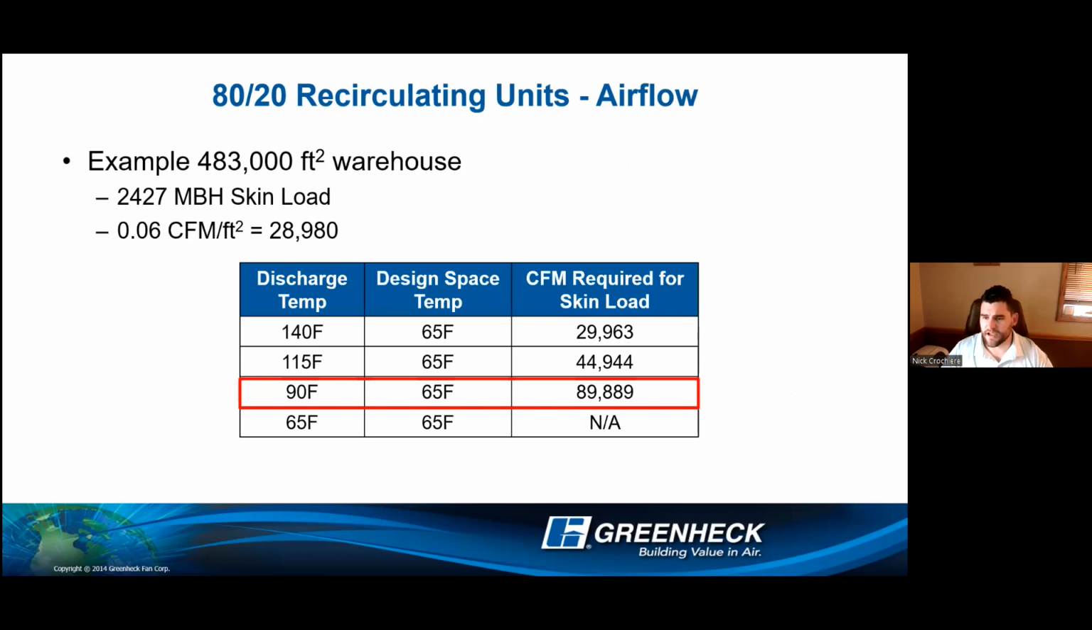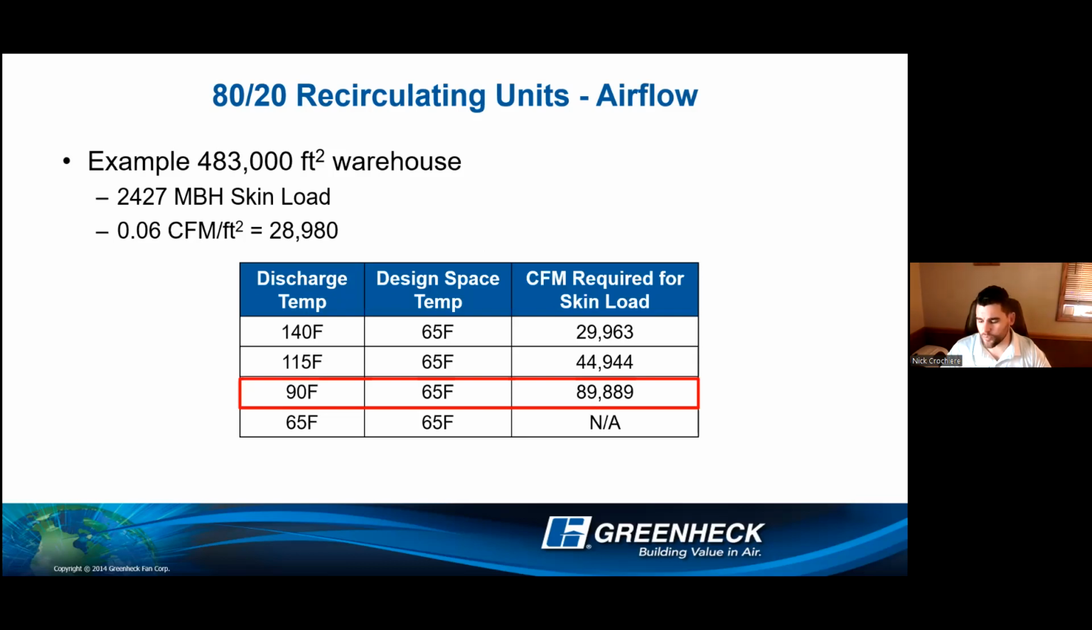80-20 recirculating units, the airflow. So, example again, same warehouse, same skin load, looking at a 90-degree discharge temp. Why? Because that 90 or the 100 is the maximum you can do with a recirc unit. You can't get those high discharge temps. Why? Again, think about it. 20% outdoor air is the only air passing over the burner, so you have to superheat that air because once it mixes, you get the heating loss.